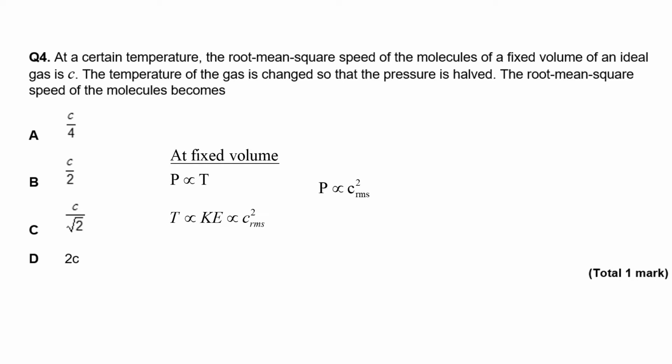So putting those two things together, we know that pressure is directly proportional to mean square speed. So what that means is if the pressure is halved, that means the root mean square speed has been divided by root 2, so that when we square it, we end up with c squared over 2, which is directly proportional to the pressure over 2. So that works. Okay, so that's question 4.